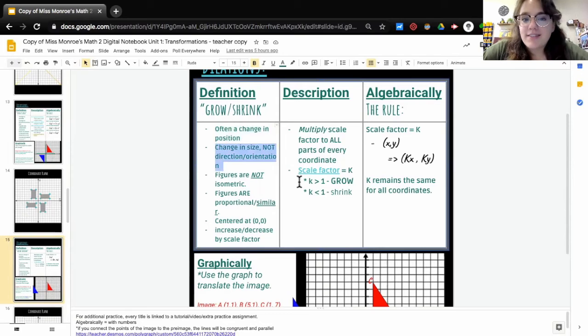It is a change in size, not orientation. Remember from our earlier videos, orientation is when the shape itself moves around and wobbles. It's facing a different direction.